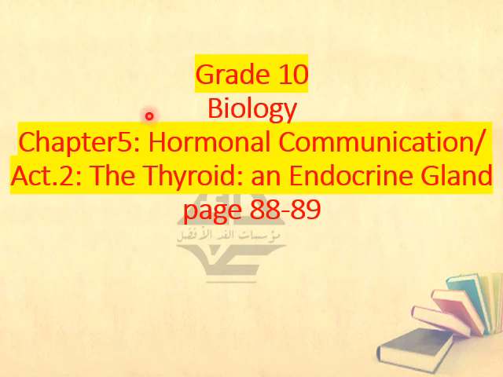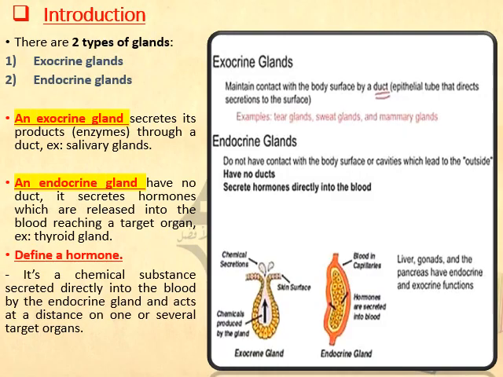Hi everyone. Today we are going to start with Chapter 5 Hormonal Communication, Activity 2, which includes an endocrine gland called the thyroid gland, page 88, 89 in your books. As an introduction, you have to know that there are two types of glands. Our body possesses two types of glands.